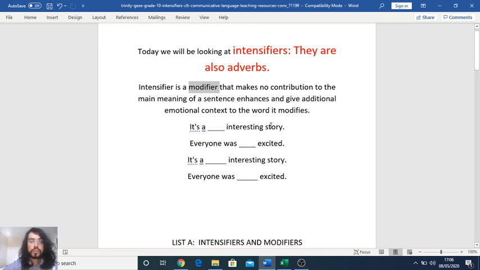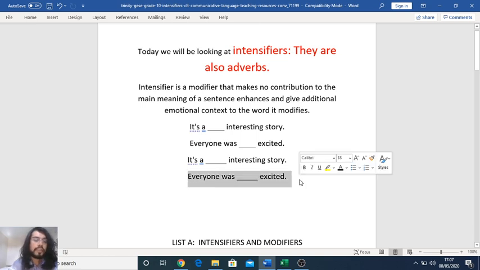So here we have four sentences. You'll notice there's a blank line here because we are going to fill these in later on. Right now we have, it's a blank, interesting story. We could just say it's an interesting story and leave it at that, but we want to add an intensifier here to make the sentence more interesting, to enhance it. We want to make it better and add more emotional context to it. Same here: everyone was excited. We could just leave it at that, but we are going to add another word here. Same with this, and finally, everyone was excited. This sentence is fine, there's nothing wrong with it, but we can add an intensifier in the middle.